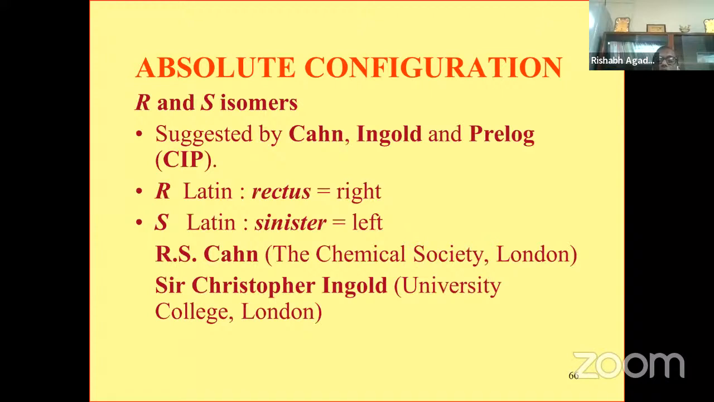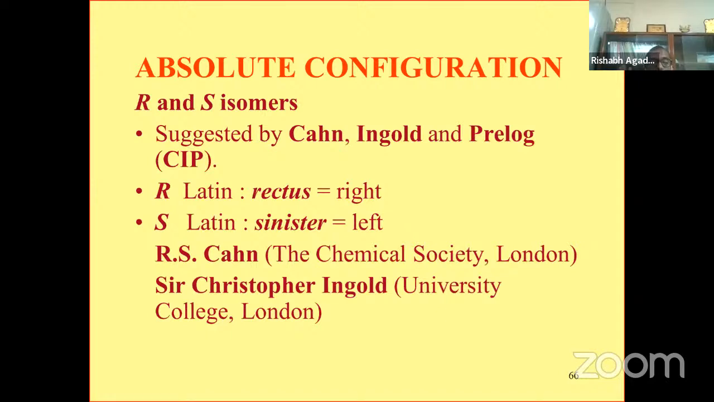Based on that, absolute configuration came into existence, R and S isomers, suggested by Cahn, Ingold and Prelog. Here R means Latin rectus, and left means sinister, here S. Now see the coincidence from a historical point of view. The scientist Cahn had his initials as R and S. He belonged to the Chemical Society of London, and Sir Christopher Ingold is from University College London.